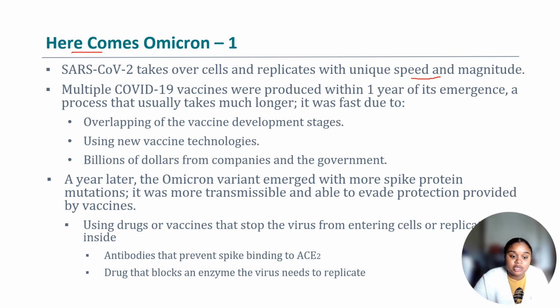You had multiple companies doing it, and just billions of dollars was kind of flooded in for this. But the Omicron variant emerged with more spike protein mutations, and it was more transmissible and able to evade protection by the vaccines. Because again, it kept mutating, so those spike proteins mutated to attach to the cell membrane easier. The Omicron variant would rush to the nuclear pores, like I told you, attach to it and be like, nope, you're not going to send a signal out to get help. I'm killing this cell, and I'm using it to make more virus.